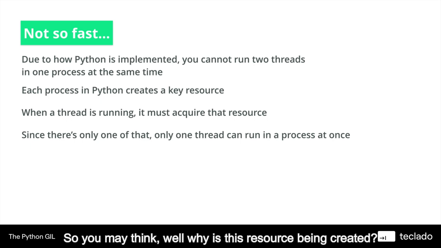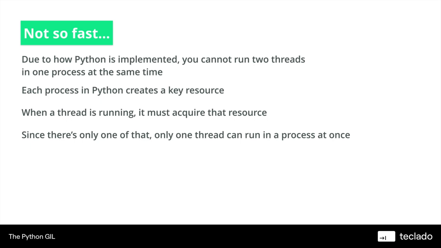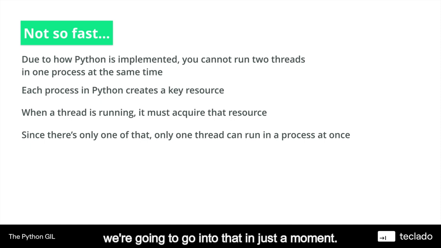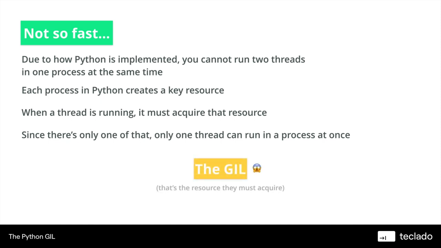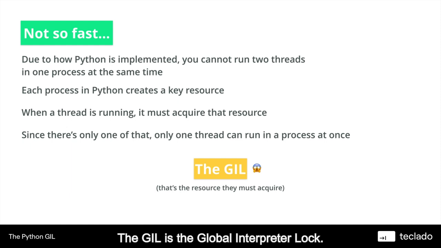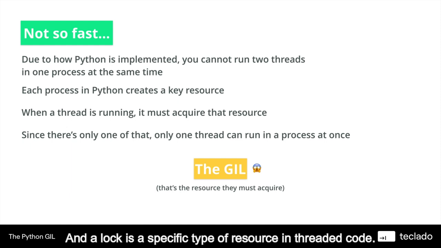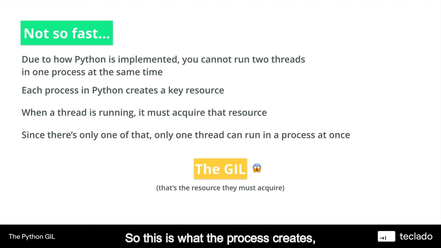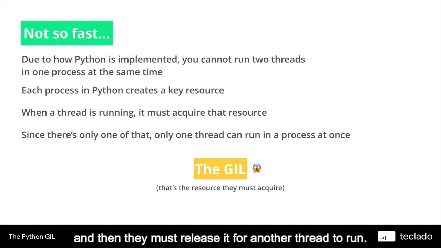So you may think, well, why is this resource being created? And that's a good question. We're going to go into that in just a moment. The resource in question here is called the GIL. That's the resource that the process creates and the threads must acquire. The GIL is the Global Interpreter Lock. And a lock is a specific type of resource in threaded code. So this is what the process creates, this Global Interpreter Lock. A thread must acquire it, then it can run, and then it must release it for another thread to run. So you cannot run two threads at the same time.